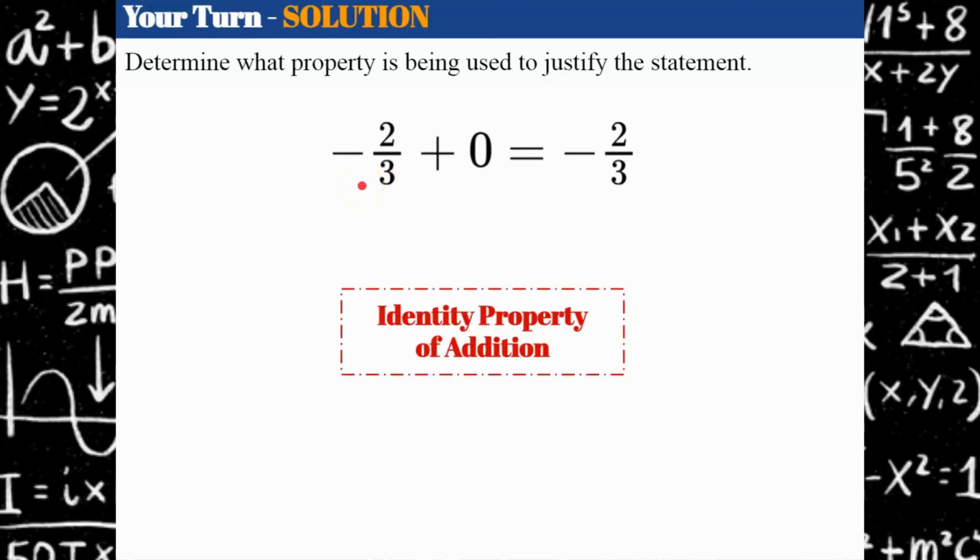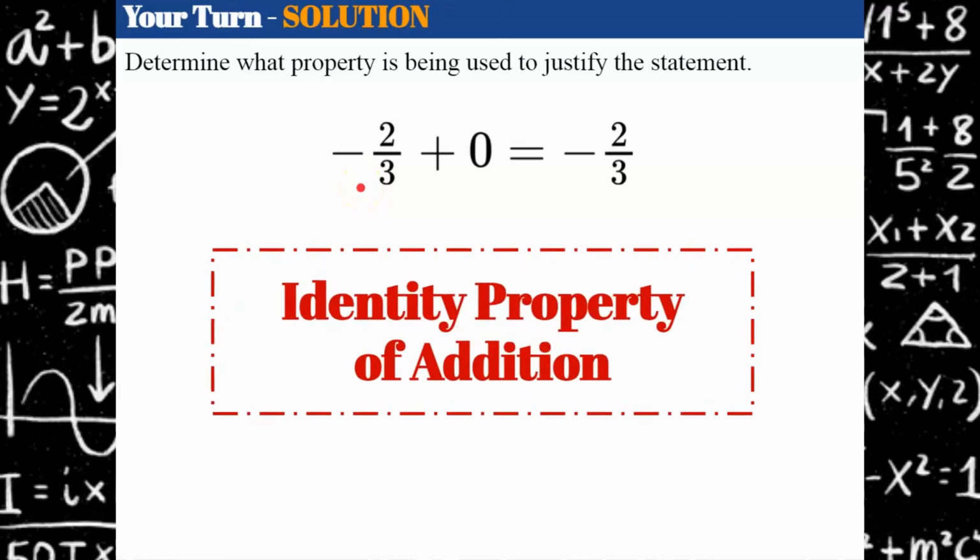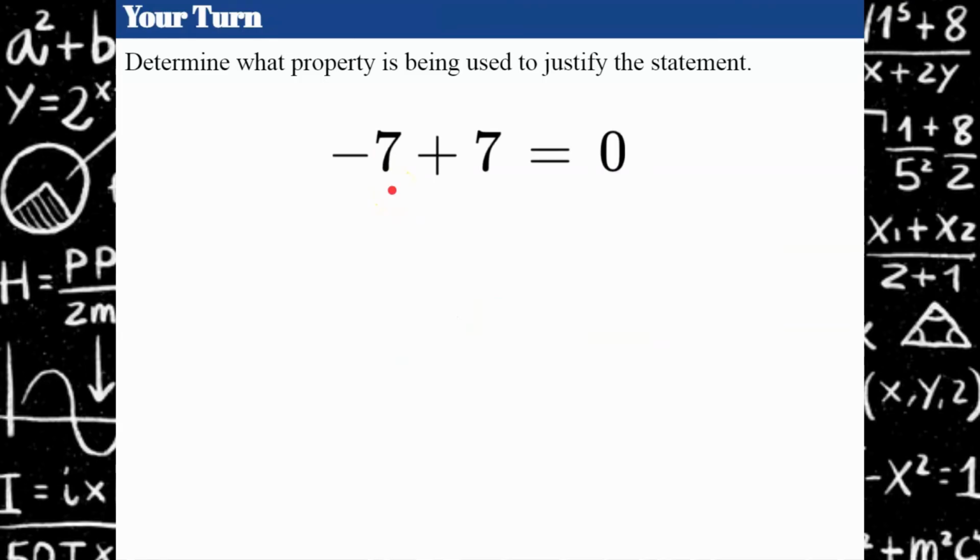Welcome back. This is the identity property of addition. When you add 0 to a value, it's the identity. It'll be equivalent to -2/3. Your turn. Please pause and come back when you're done.